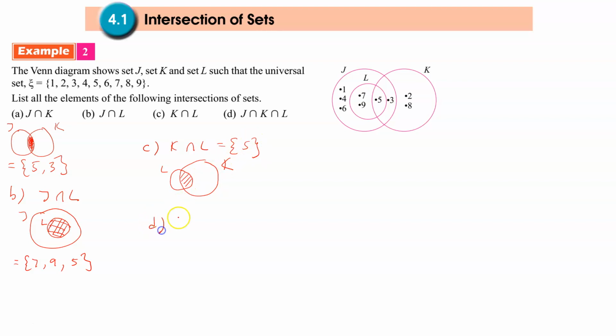For D, J intersect K intersect L. So all three sets overlap near where? Near here, where I'm pointing, at element 3, L is not there. So they only overlap in this region. Right? 5 is in L, 5 is in J, and also inside K. So J intersect K intersect L is 5. Element 5.